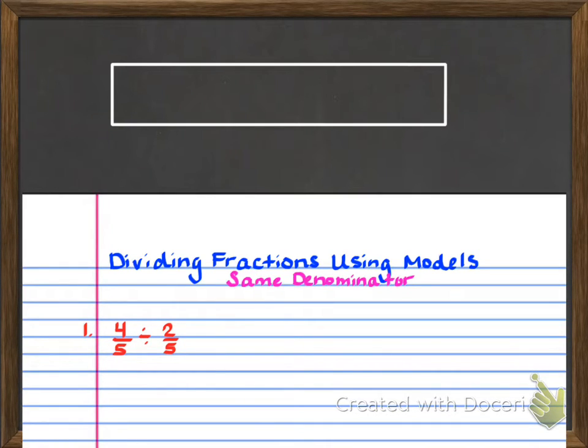And the first thing that we need to do, our first step is always the same. We need to draw a whole unit. So this bar represents our whole unit. So that first step is to draw a bar to show one whole. So that's what our bar up here is showing.